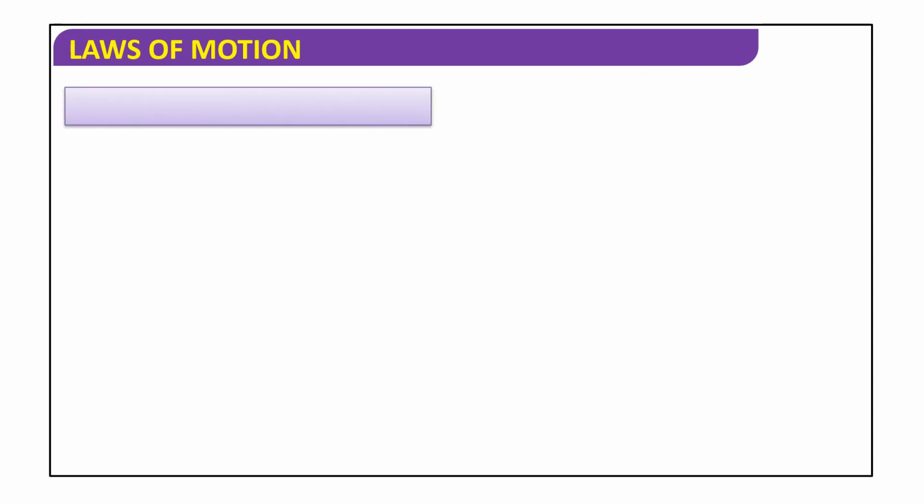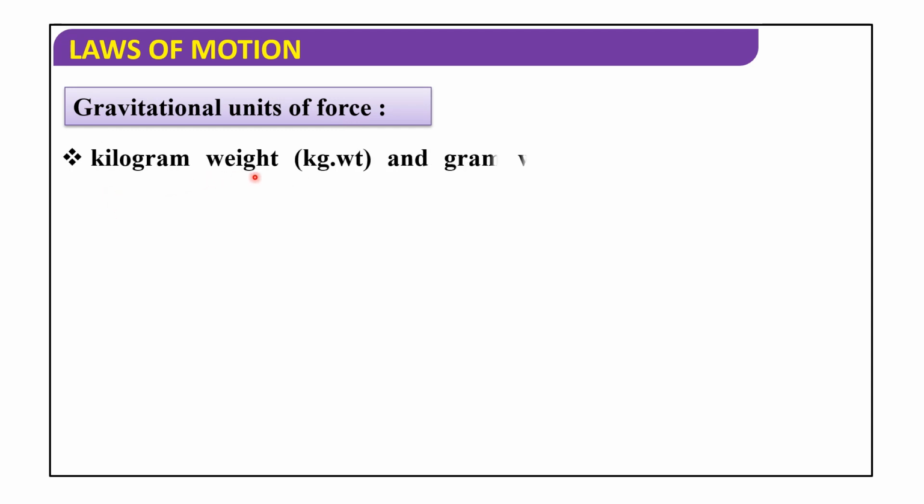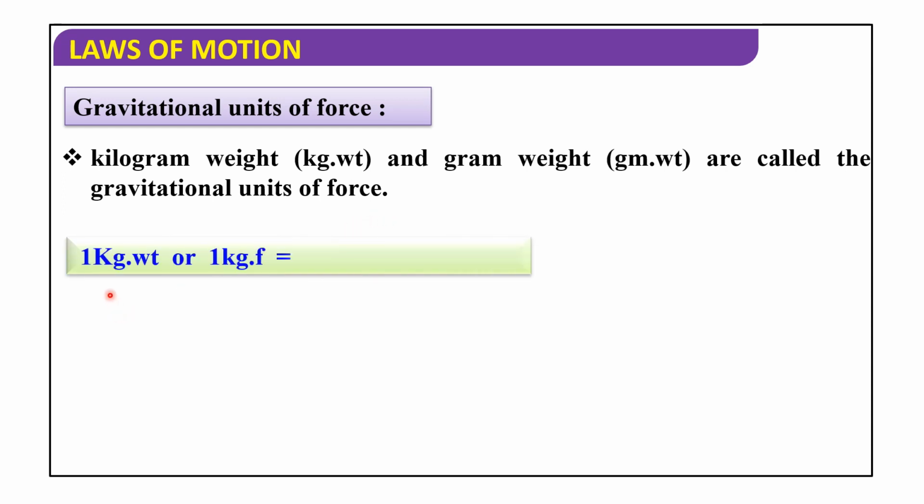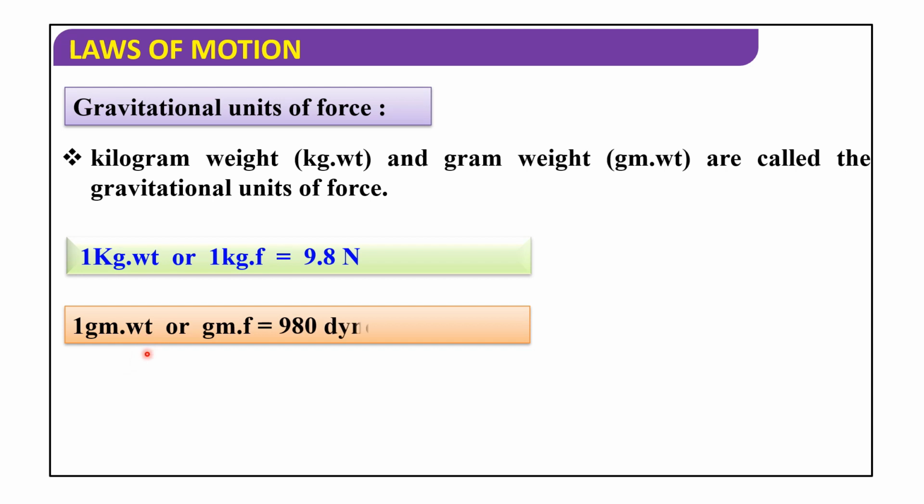Now gravitational units of force. Kilogram weight and gram weight are called the gravitational units of force. So 1 kilogram weight, or 1 kilogram force, is equal to 9.8 newtons. 1 gram weight, or gram force, is equal to 980 dyne.